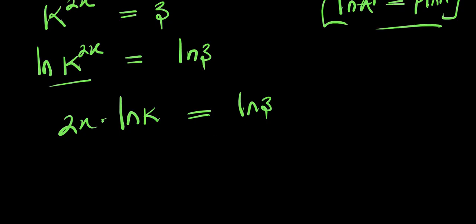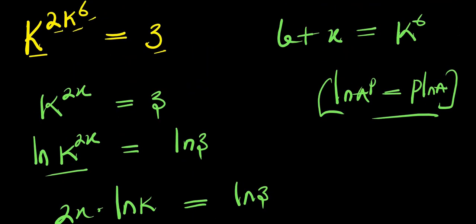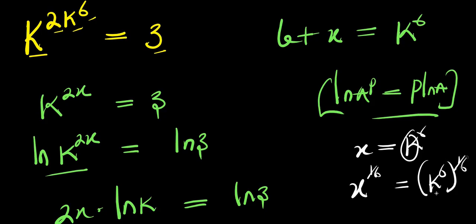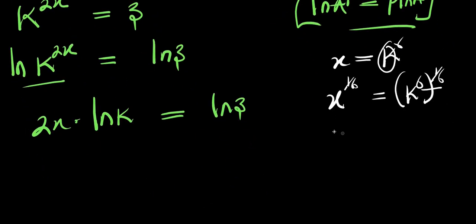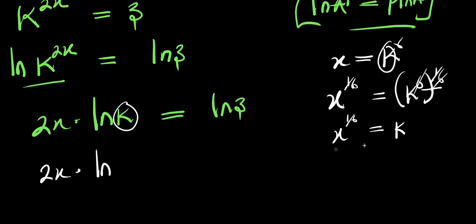So from here, recall that x equals k power 6. Let's isolate k. So we have x power 1 over 6 equals k power 6 raised to the power of 1 over 6. So we multiply the exponents. So we have x power 1 over 6 equals k. This cancels this, so we have 2x times ln of, instead of writing k here, you replace it with x power 1 over 6, equals ln 3.